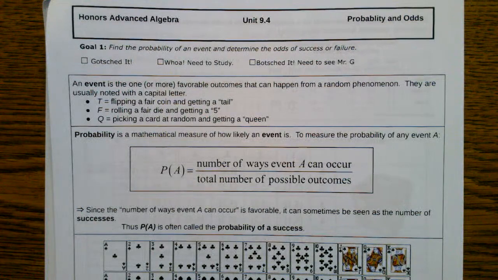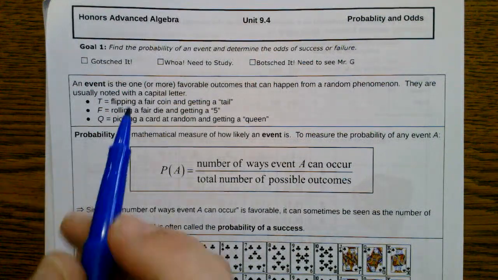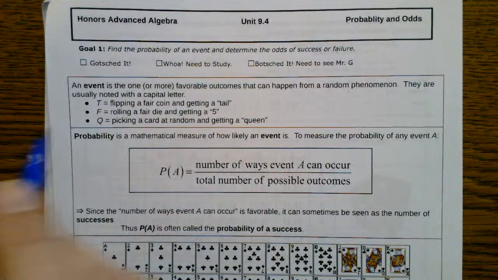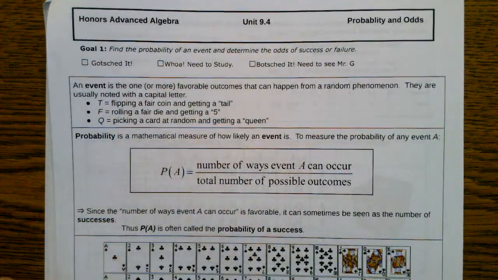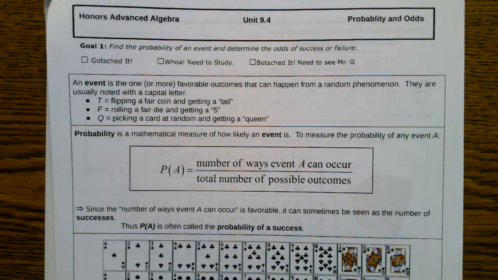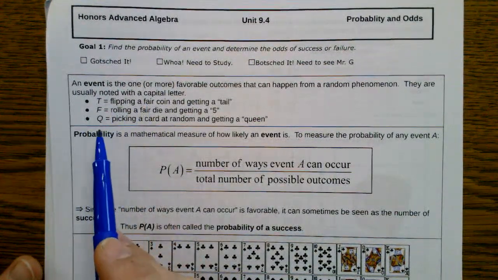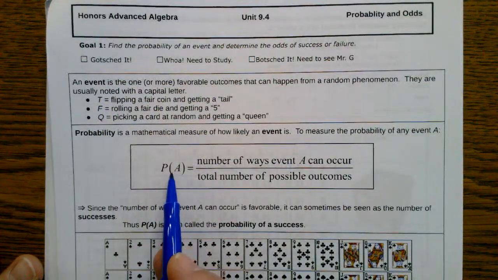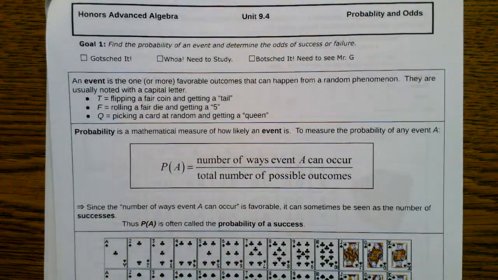The first thing is we're going to look at the event, one or more of the favorable outcomes that can happen from a random phenomenon. They are usually noted with a capital letter. So we have T, like flipping a coin and getting tails. F is rolling a fair die and getting a 5, and Q is picking a card at random and getting a queen. So that's the notation that we might see for an event. I'd be okay if you wrote P of queen on the inside, that's fine.